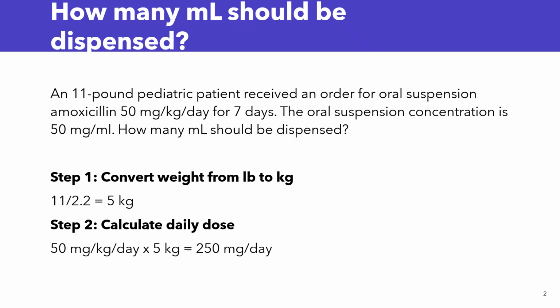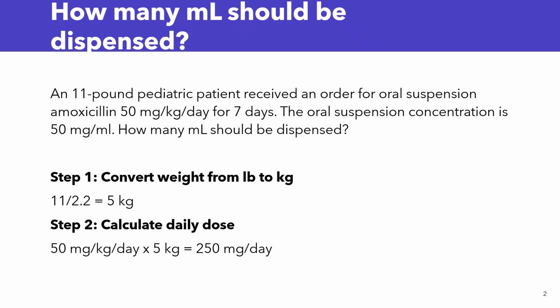Every time you're solving a weight-based dosing calculation, if the weight is given in pounds, you need to convert it to kilogram. That should always be your first step. So in this problem here, the weight is given in pounds. It's 11 pounds. And to convert that to kilogram, you divide by 2.2. So 11 divided by 2.2, that's 5 kilogram. Just an FYI, if the weight is given in kilogram and you need to convert that to pounds, you multiply by 2.2. So it's the opposite. Okay, back to the problem.